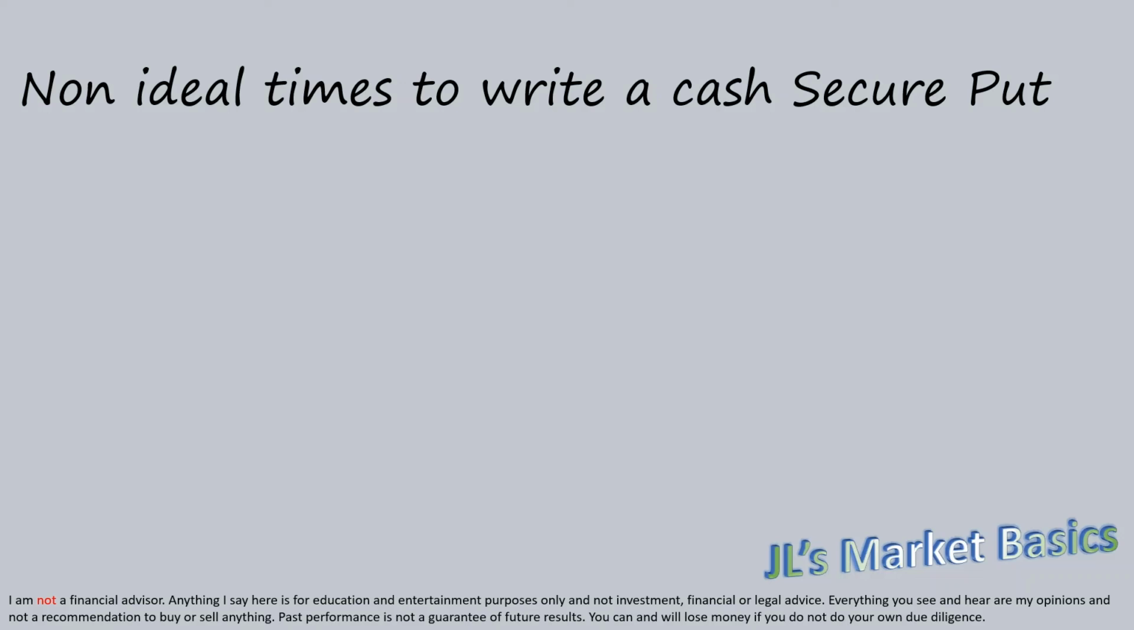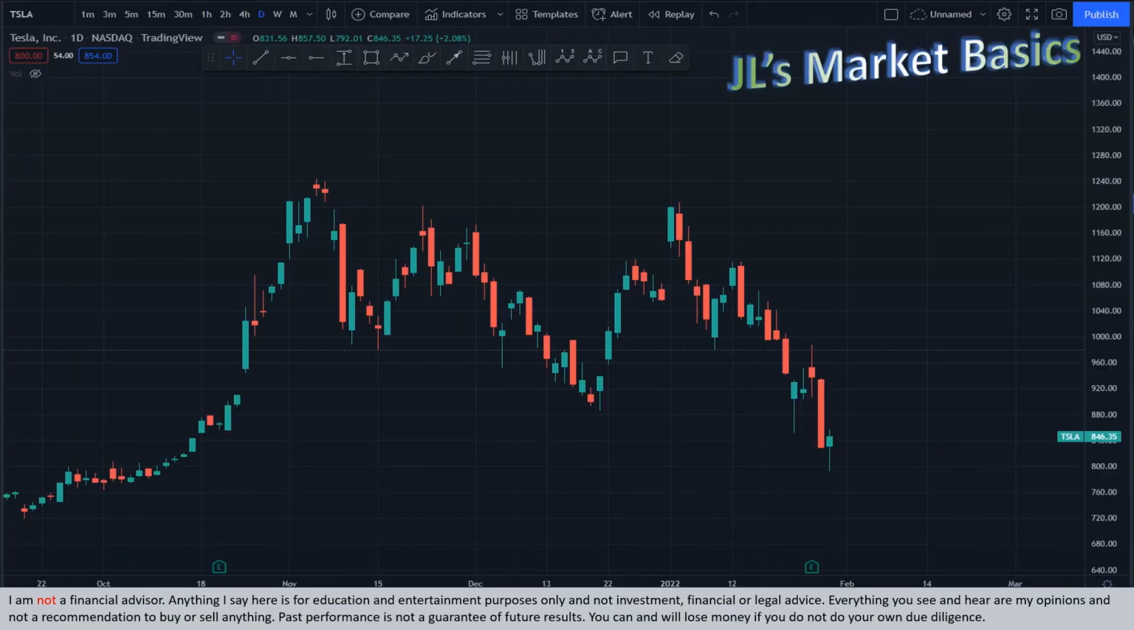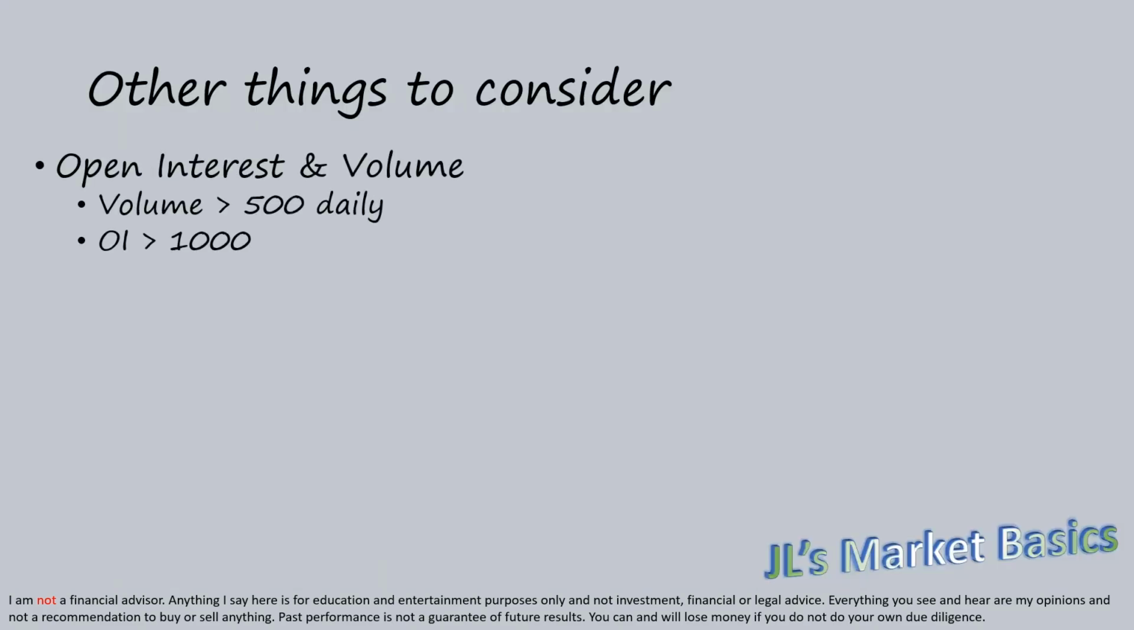Times to avoid selling cash secured puts include right before earnings. Because as I mentioned earlier, earnings can cause the share price to go either up or down fast, and trying to collect premium before earnings can leave you in a position where you must purchase 100 shares for a significant loss.